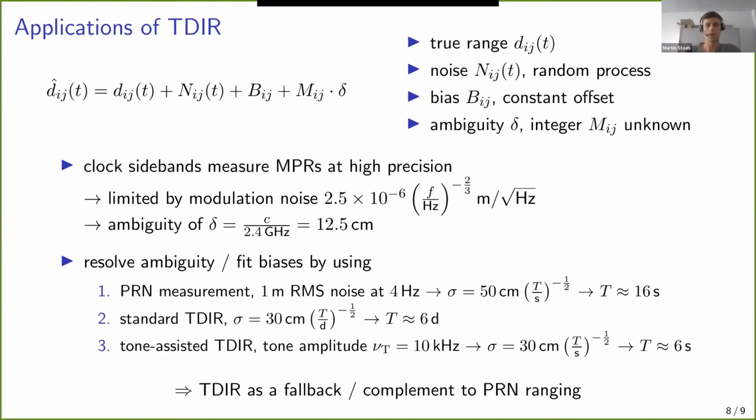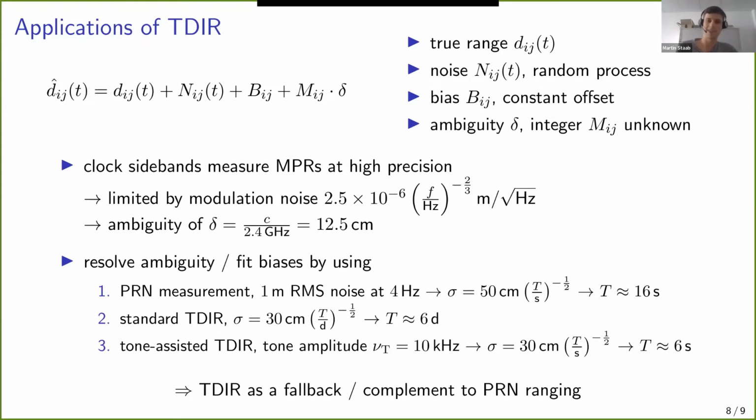You have to determine this integer to get an absolute range measurement. As the best candidate, we have the clock sidebands, which measure the MPRs with high precision. They are only limited by modulation noise, which is quite low. The ambiguity of this measurement is 12.5 centimeters, which is the wavelength of the 2.5 gigahertz clock signals. To use this measurement as an absolute ranging measurement, the only thing to do is to find this integer mij, which adds multiples of those 12.5 centimeters to the measurement.